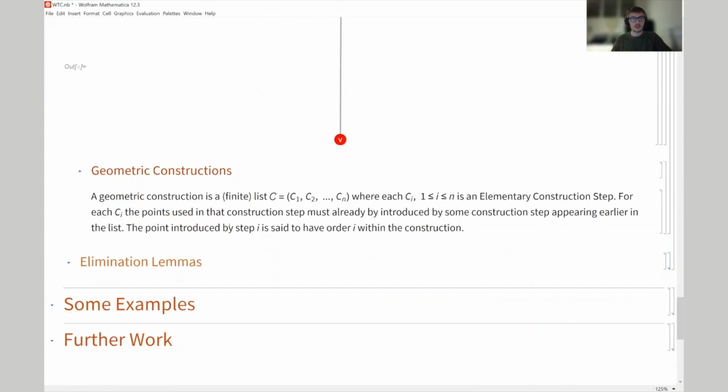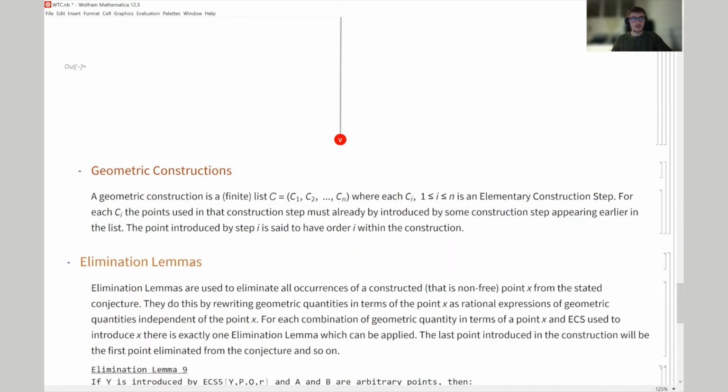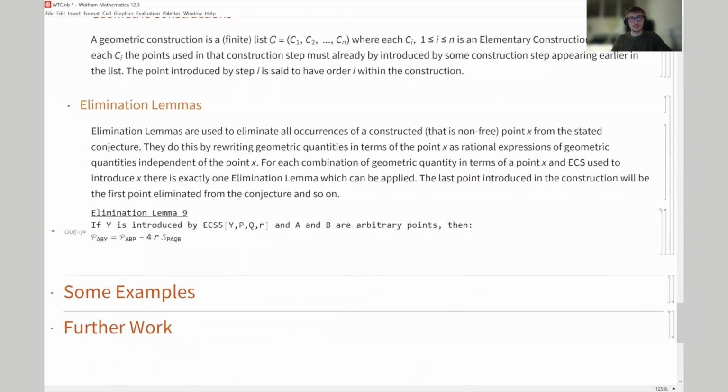And finally, I will talk about elimination lemmas. I won't list all of them, there are quite a few, but elimination lemmas are used to eliminate all occurrences of constructed points, remember that means non-free points or points introduced by elementary construction steps 2 through 5, points x from a stated conjecture. And they do this by rewriting geometric quantities in terms of the point x as rational expressions of geometric quantities independent of the point x. And there's actually a unique elimination lemma which can be applied for each combination of geometric quantity and ECS used to introduce a point x.